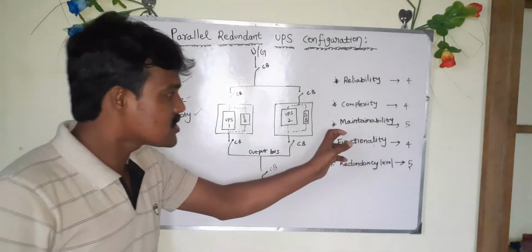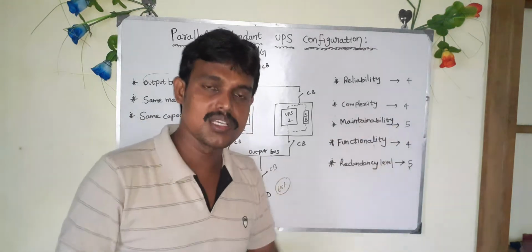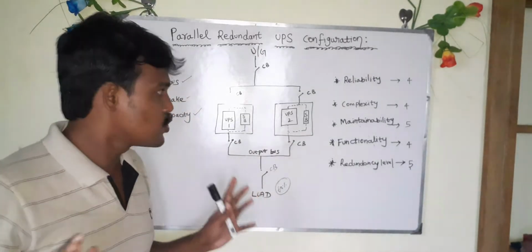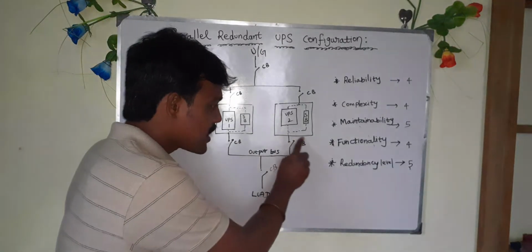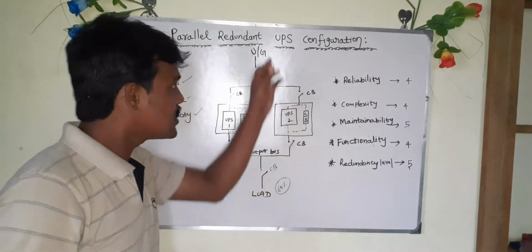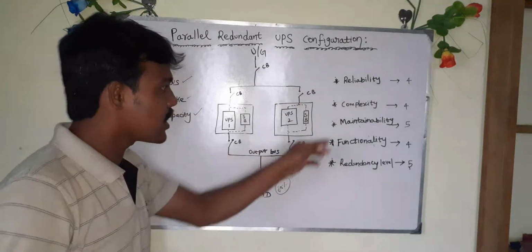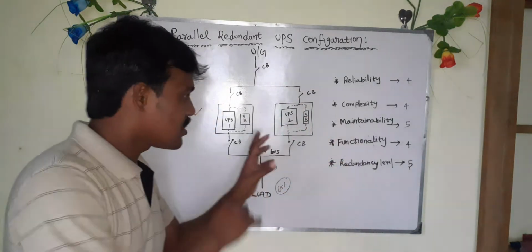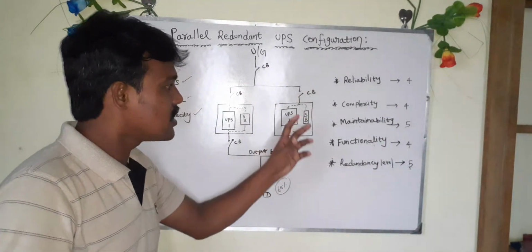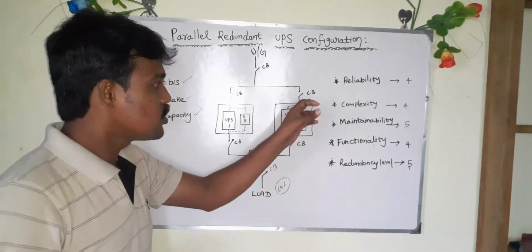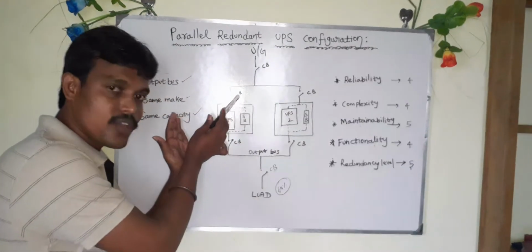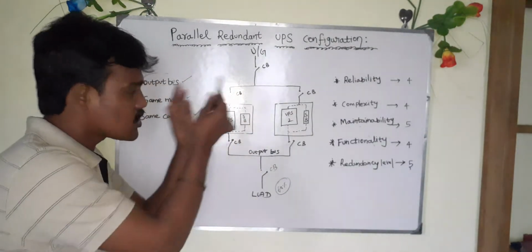The third one is maintainability. I gave 5 out of 5. Why? Because if I want to touch this UPS, I can, as long as you put the circuit breaker as 4 pole, here also 4 pole. If you are not putting 4 pole, what will happen? The neutral will be common at input and output, and you cannot take maintenance on this particular UPS. So here also, if you are putting 4 pole, you can also touch this UPS.